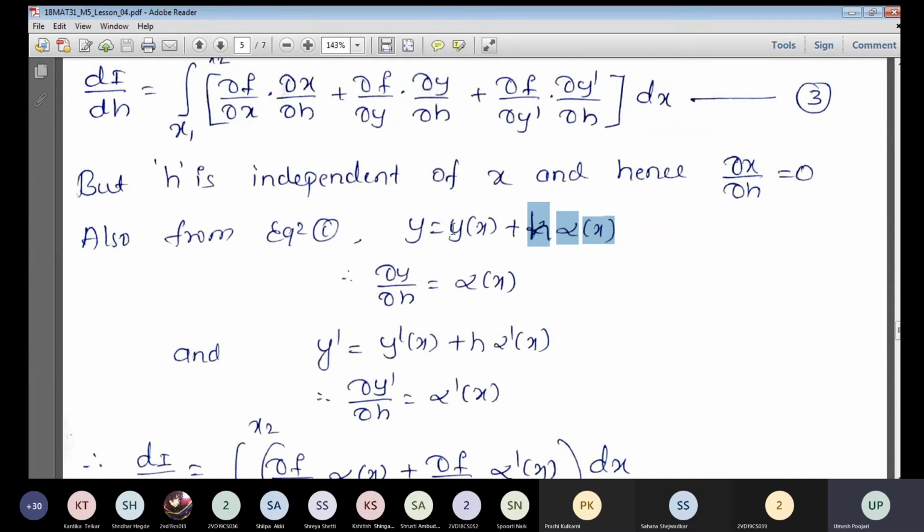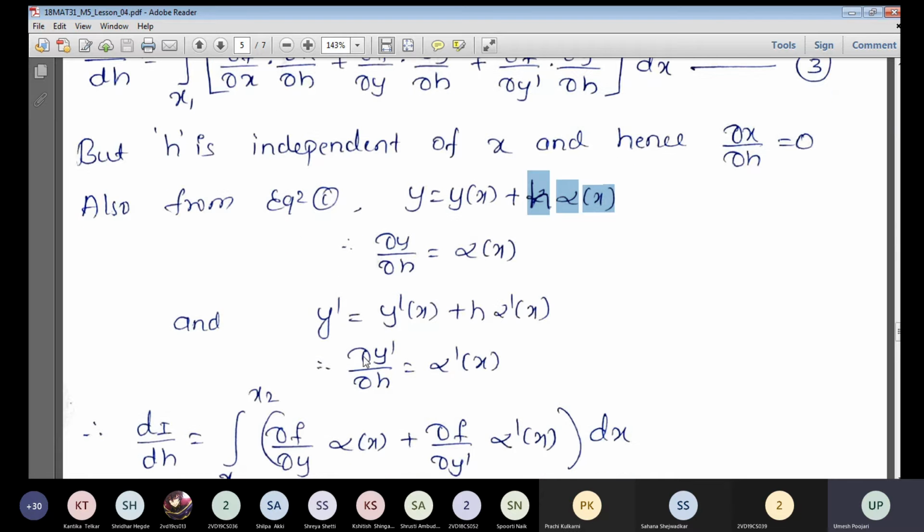Similarly, here y equal to y of x plus h into alpha of x. Therefore y dash will be y dash of x plus h into alpha dash of x. If you differentiate y dash partially with respect to h, dou y dash by dou h will be alpha dash of x. Again, you are differentiating partially. The derivative of y dash of x with respect to h will be 0 because we don't have h here. So this complete term acts as a constant, plus h into alpha dash of x. Alpha dash of x is constant, and the derivative of h with respect to h is 1. So dou y by dou h is alpha of x, dou y dash by dou h is alpha dash of x.